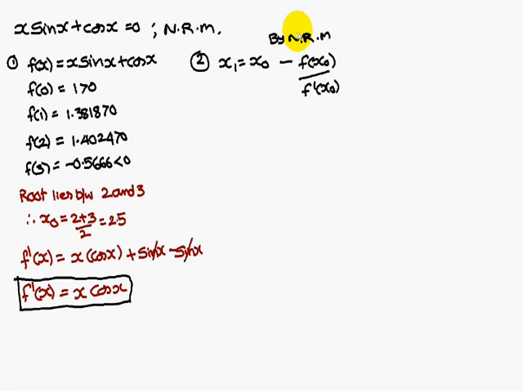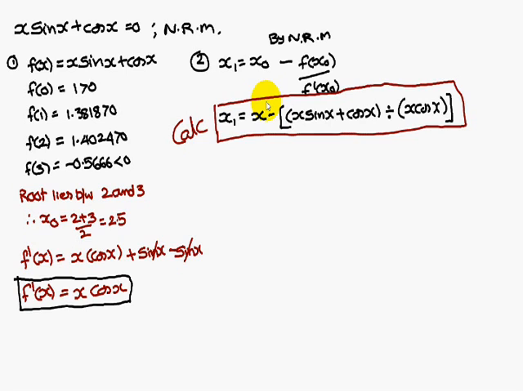And we have by Newton-Raphson method x1 is equal to x naught minus f of x naught by f dash of x naught, where x naught is 2.5. F dash of x is this equation, and f of x is this one. So in place of x you substitute 2.5, you are going to get x1 as 2.8470.